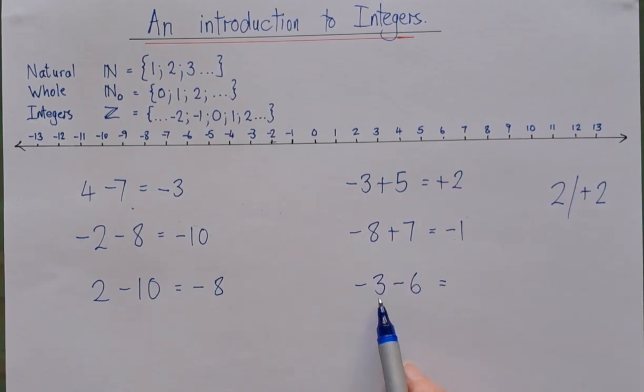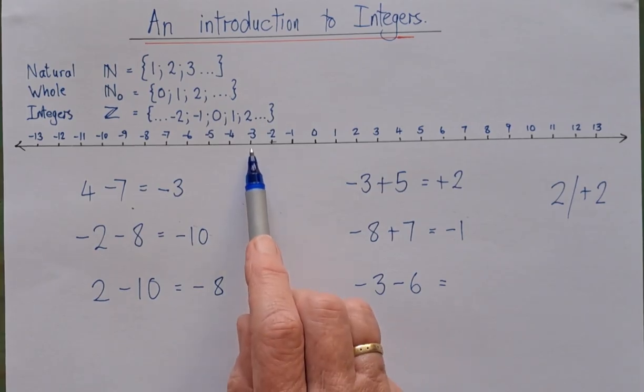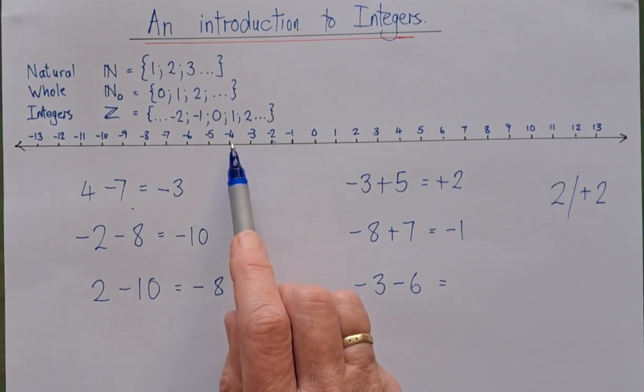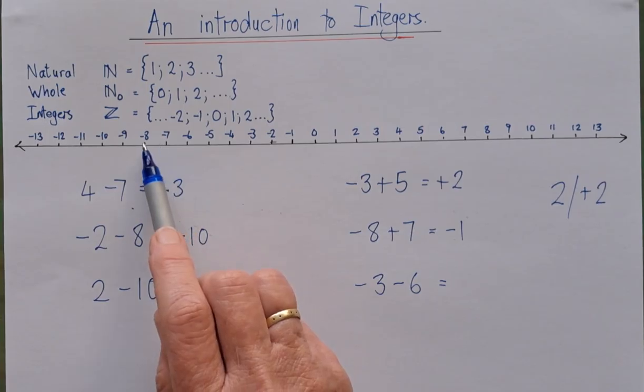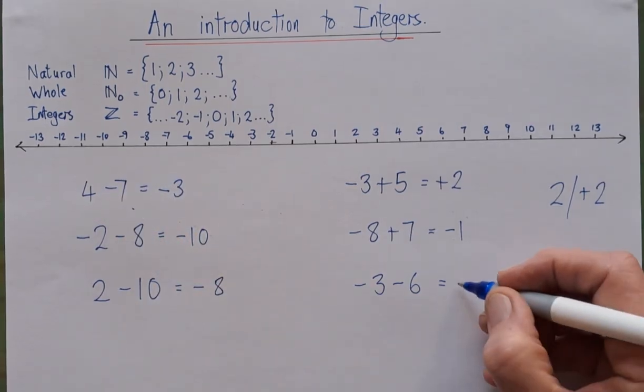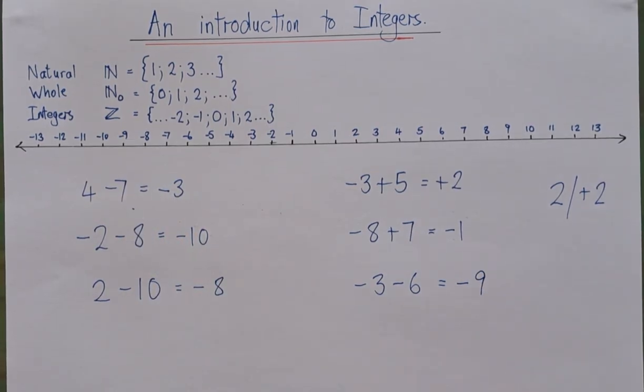Let's look at negative 3 minus 6. This time again, I'm starting on the negative side of the number line at negative 3. If I'm subtracting, I jump to the left. 1, 2, 3, 4, 5, 6, and I've landed on negative 9.